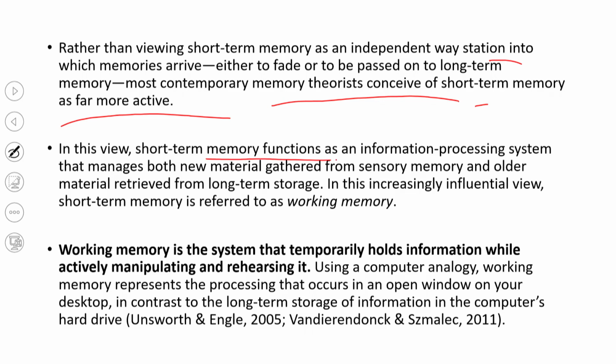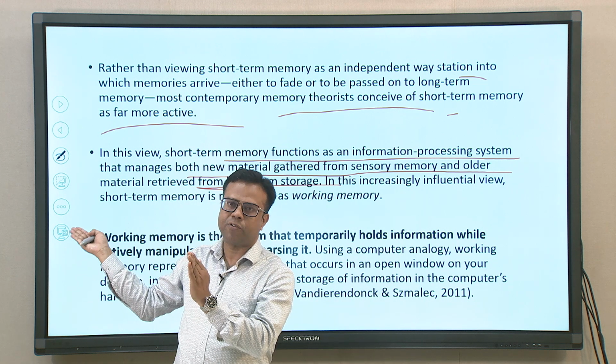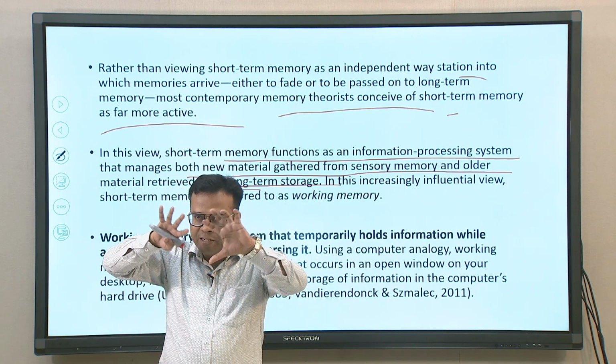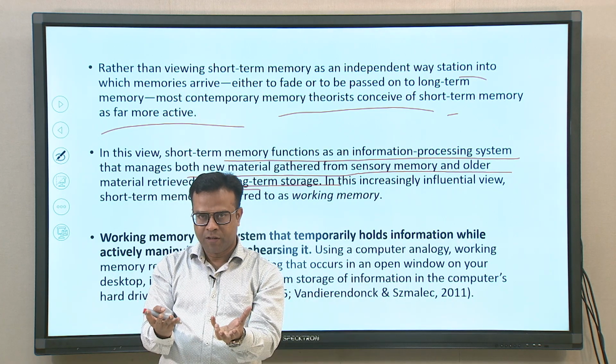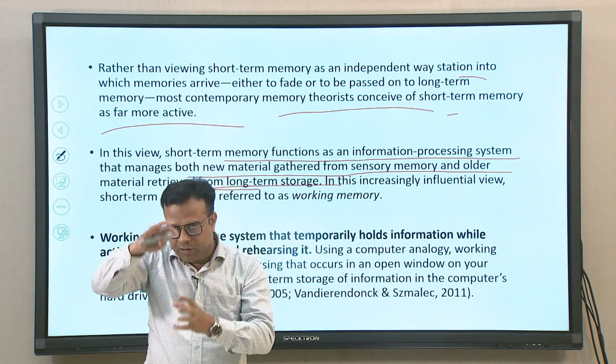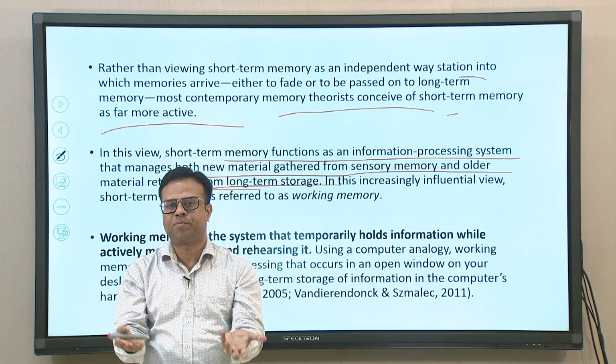So, in this view, short-term memory functions as an information processing system that manages both new material gathered from sensory information and older material retrieved from long-term storage. The conceptualization is that it is a very active system. One way, information is coming from the sensory memory, visual or hearing, whatever you get. Another way, information is also getting activated from the long-term memory, whatever we learned in the past, and that is also coming to the short-term memory. So, short-term memory is like a holding area, an active system that is taking information from sensory memory and long-term memory and actively processing it with different subsystems. So, that is the concept of working memory.